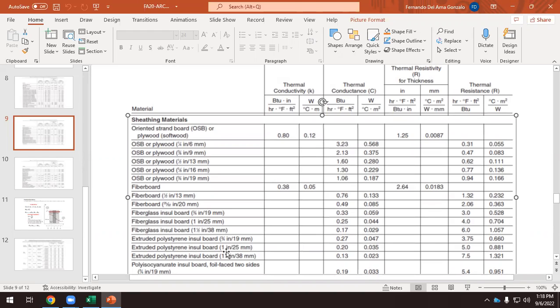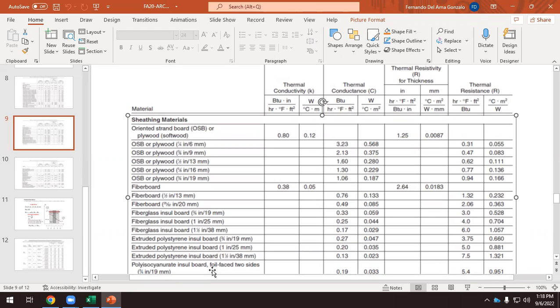So the thermal resistance is, for 1 inch, 5. So if 1 inch has a thermal resistance of 5, 2 inches, what is it? 3 inches, 15, 4 inches, 20. You get the point?